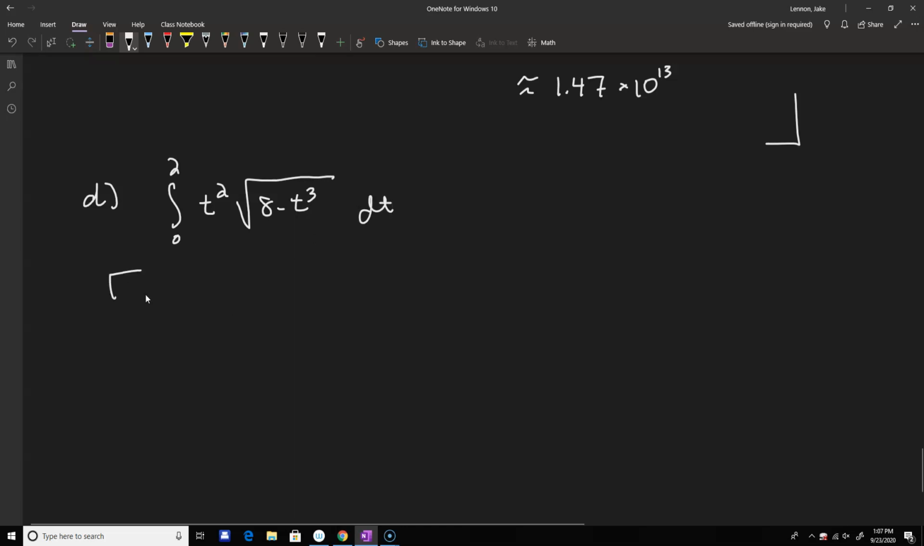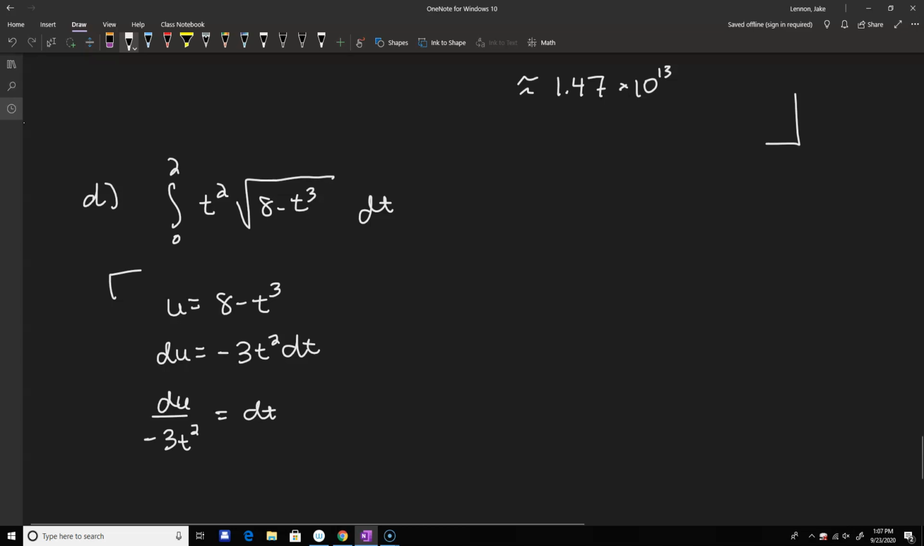So in this one we want to let u be what's underneath the radical. So we want to let u be 8 minus t cubed. And then du is going to be minus 3t squared times dt. So when we solve for dt, we get du over minus 3t squared, and that equals dt.